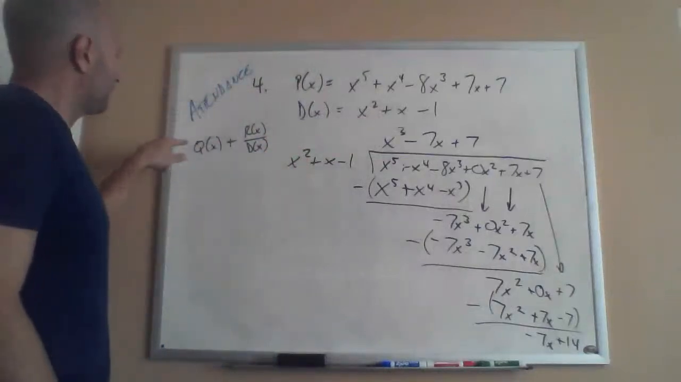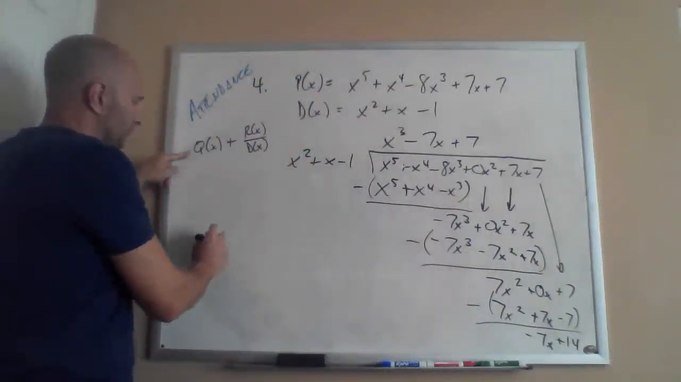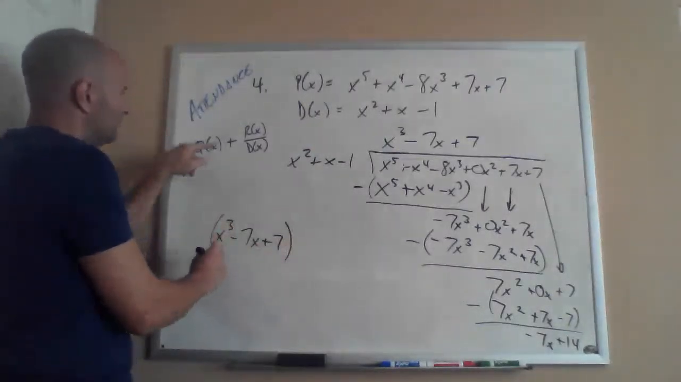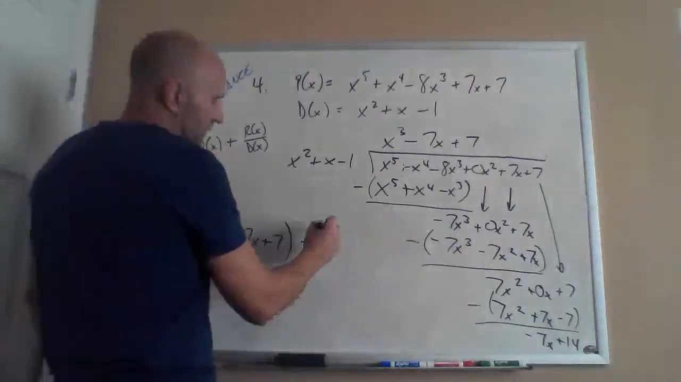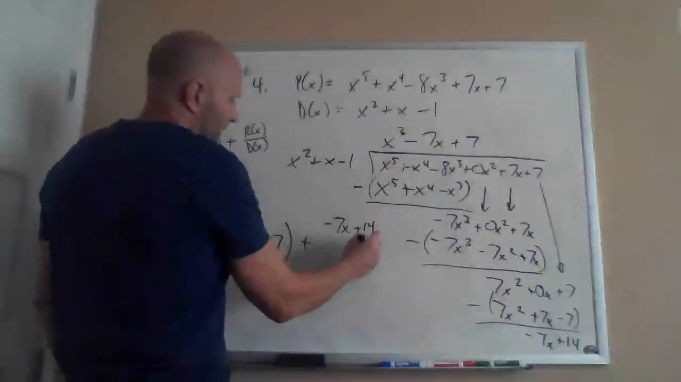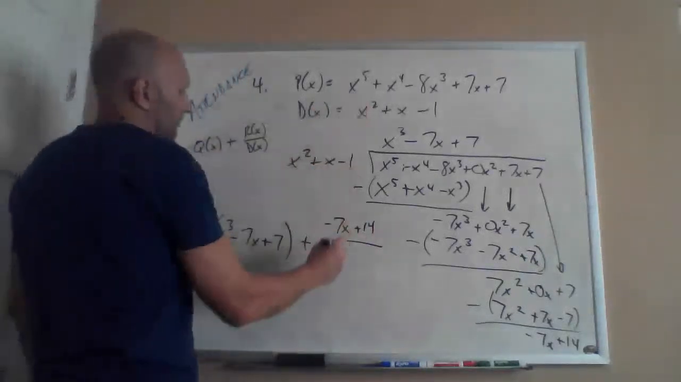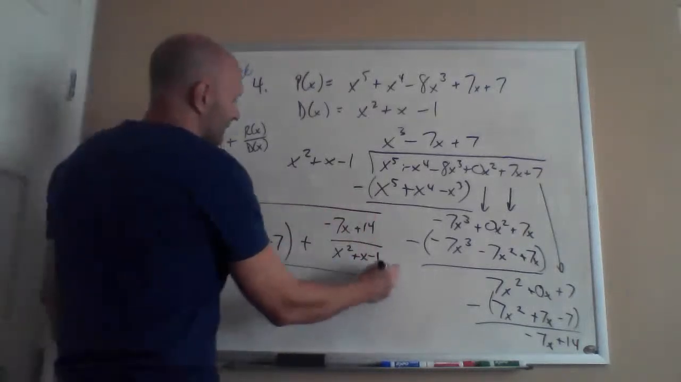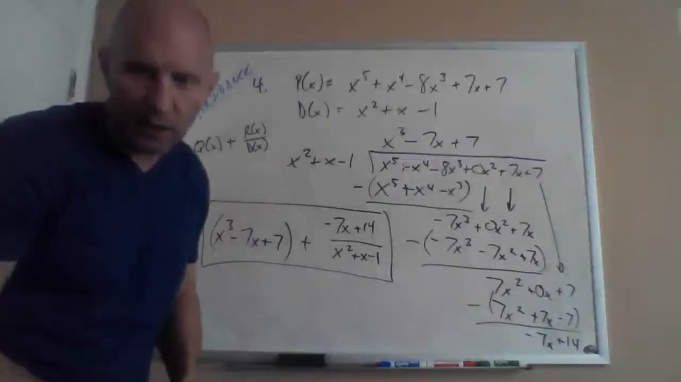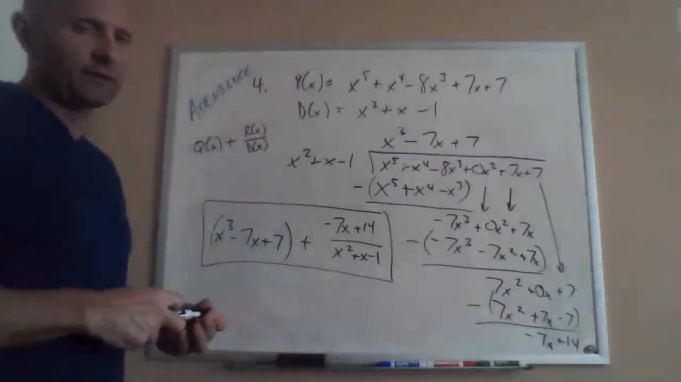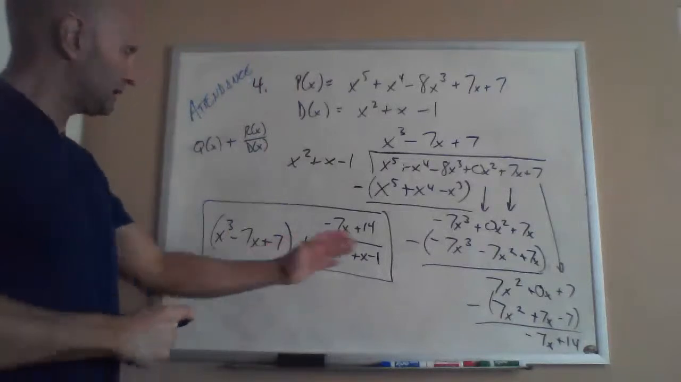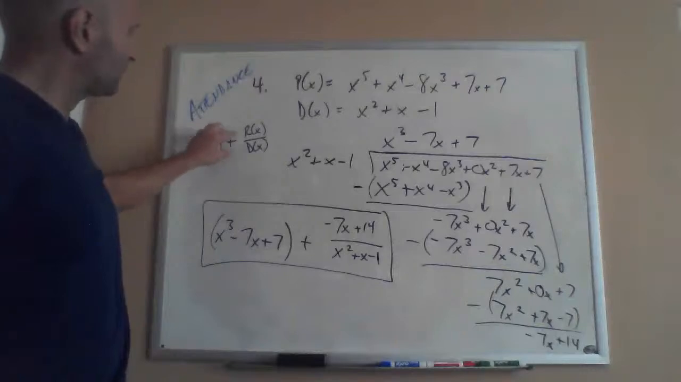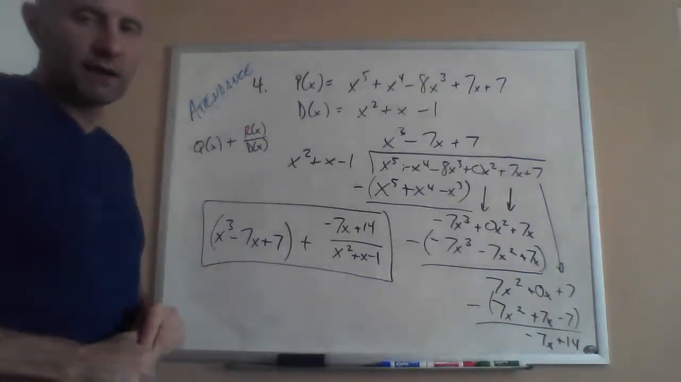How does it want it formatted? It wants q of x, which is x to the third minus 7x plus 7, plus the remainder, negative 7x plus 14, over d of x, x squared plus x minus 1. This is exactly how you have to enter it in WebAssign. If there's any variation at all, it's going to tell you it's wrong. It has to be q of x plus r of x over d of x.